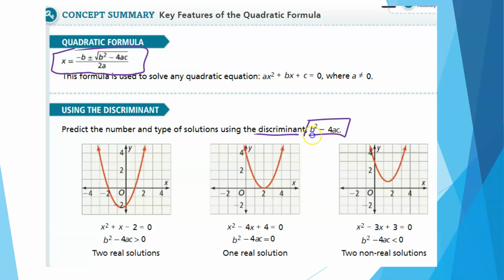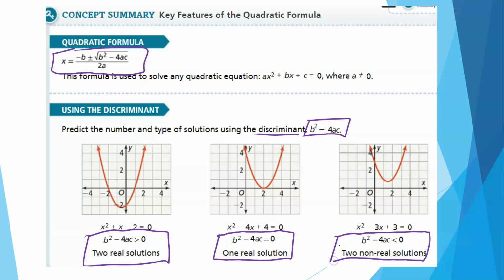The discriminant is b squared minus 4ac, and that helps me determine if there are two real solutions, and that's when it's greater than 0, one real solution, that's when it's equal to 0, and two non-real solutions. So when you get those imaginary numbers, that's when the discriminant is less than 0.